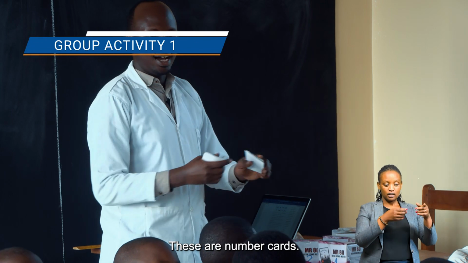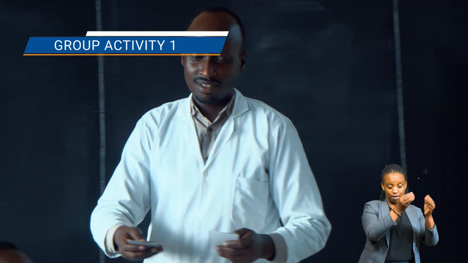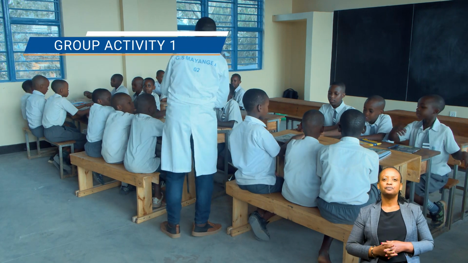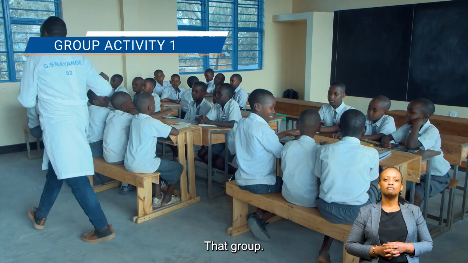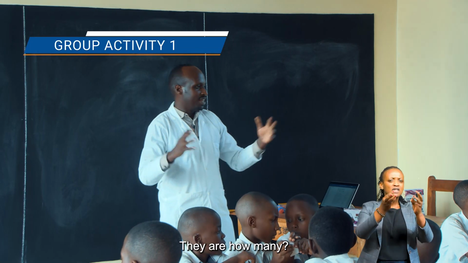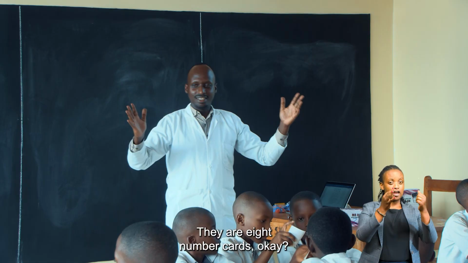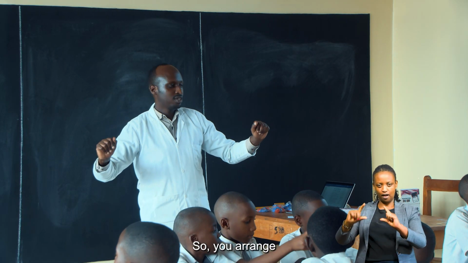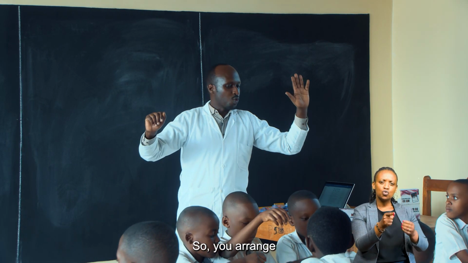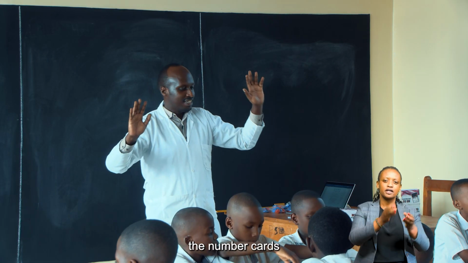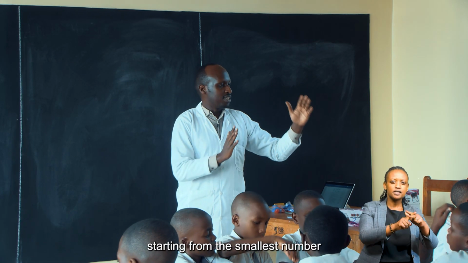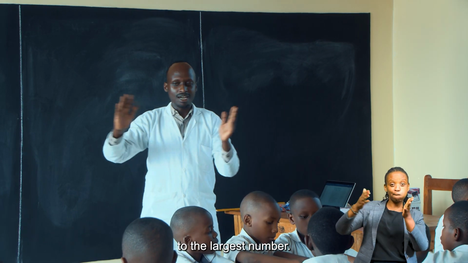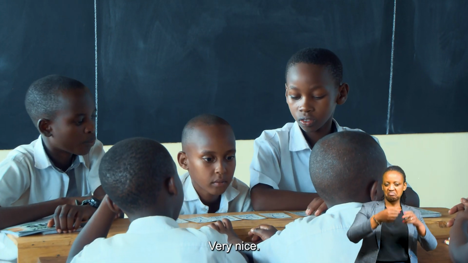So, these are number cards. That group, there are how many? 8. There are 8 number cards, okay? So, you arrange the number cards starting from the smallest number to the largest number. Very nice.